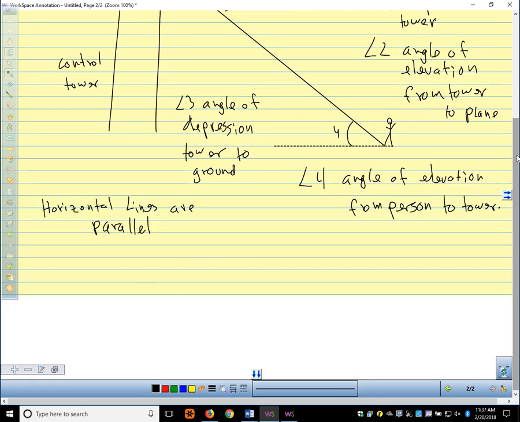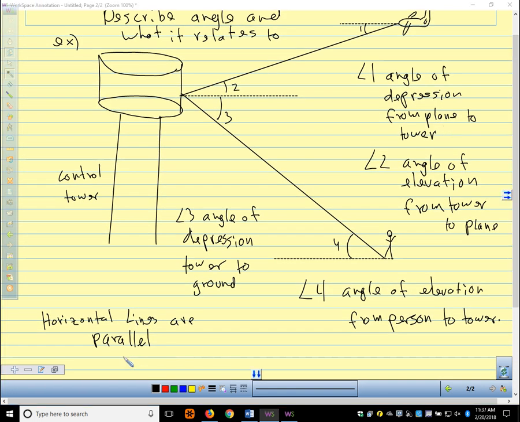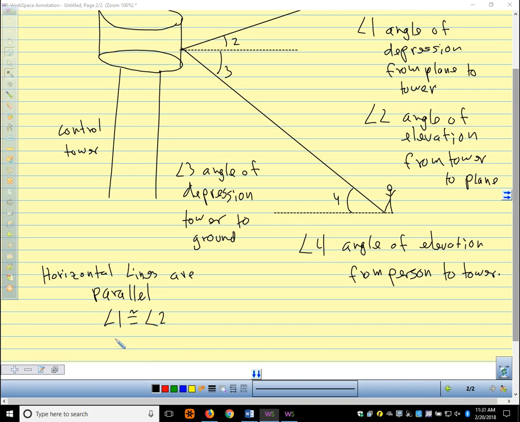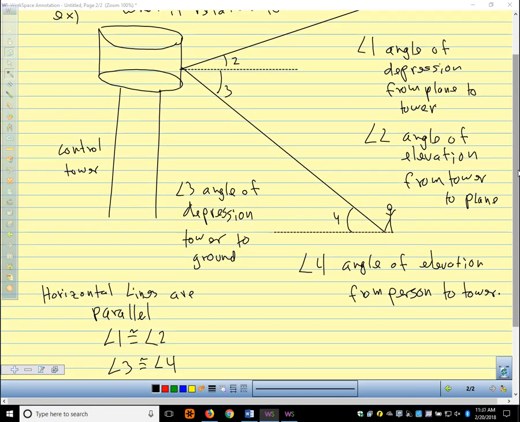So when you have angles of elevation, angles of depression, you also have some congruent angles. Angle 1 is congruent to angle 2, and angle 3 is congruent to angle 4. So the angle of elevation from the ground to the tower is the same as the angle of depression from the tower to the ground. They're just in different places.